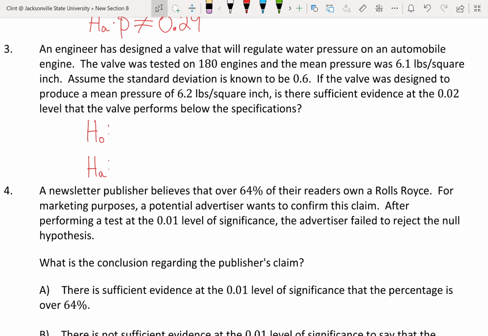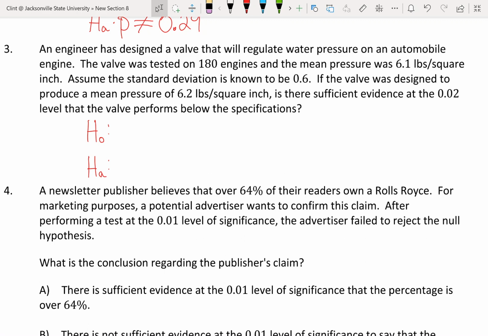Number 3 is an engineer's designed a valve that will regulate water pressure on an automobile engine. The valve was tested on 180 engines and the mean pressure was 6.1 pounds per square inch. Assume the standard deviation is known to be 0.6. If the valve was designed to produce a mean pressure of 6.2 pounds per square inch, is there sufficient evidence at the 0.02 level that the valve performs below the specifications? So really all we need is the stuff at the end.